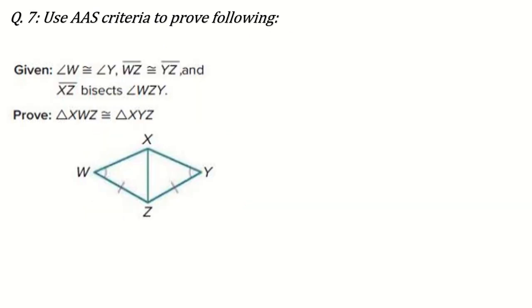Now, one more question we can see. Angle W is congruent to angle Y. It is already given in the picture also. W is equal to Y. So you can write here measure of angle W is equal to measure of angle Y, and this is given. Now next can be WZ is congruent to YZ. WZ, this one, is congruent to YZ. So the sides are also given to us.